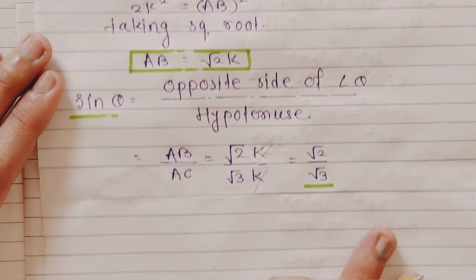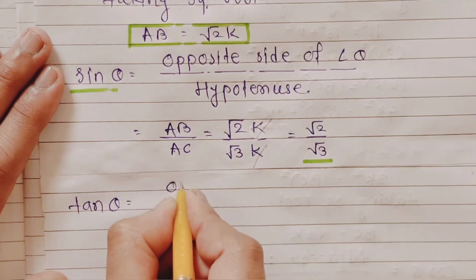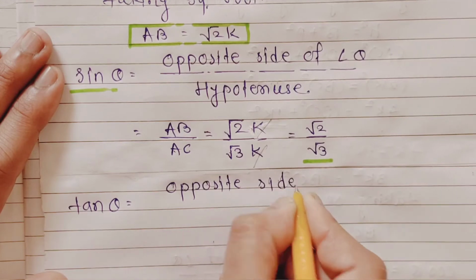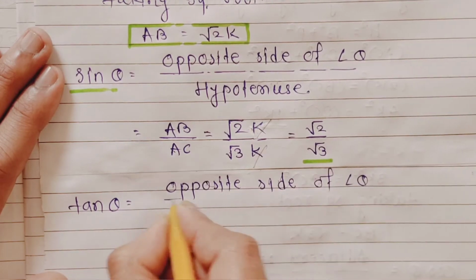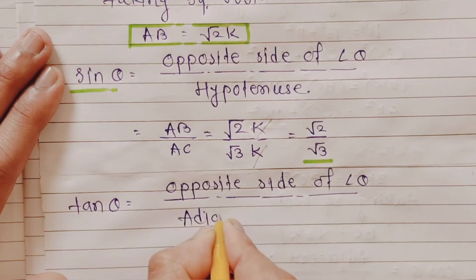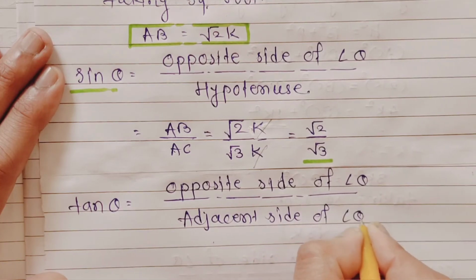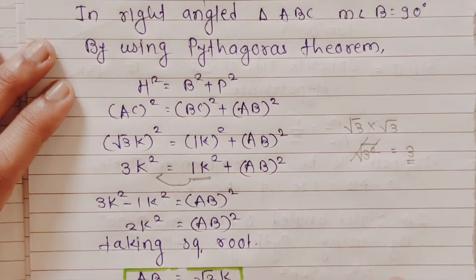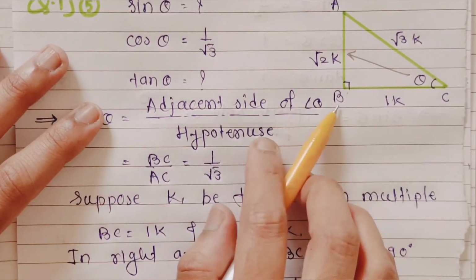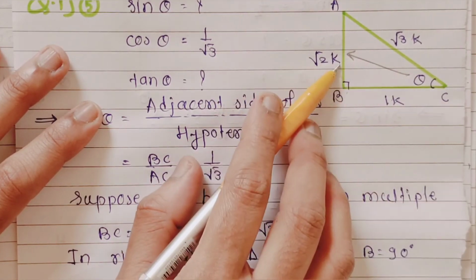Now we have to find out tan theta. Tan theta is equal to opposite side of angle theta upon adjacent side of angle theta. So see the figure. Opposite side of angle theta, that means AB, upon adjacent side, that means BC. Is it clear? So ratio is AB upon BC.